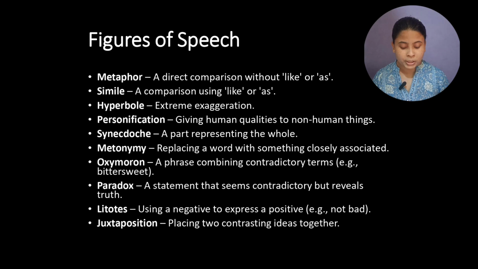Okay. Next, we have juxtaposition. So juxtaposition is placing two contrasting ideas together. For example, as I already said, it was the best of times, it was the worst of times. Means there was best, there was worst, and we combine them to contrast ideas together to imply something. So it's known as juxtaposition.